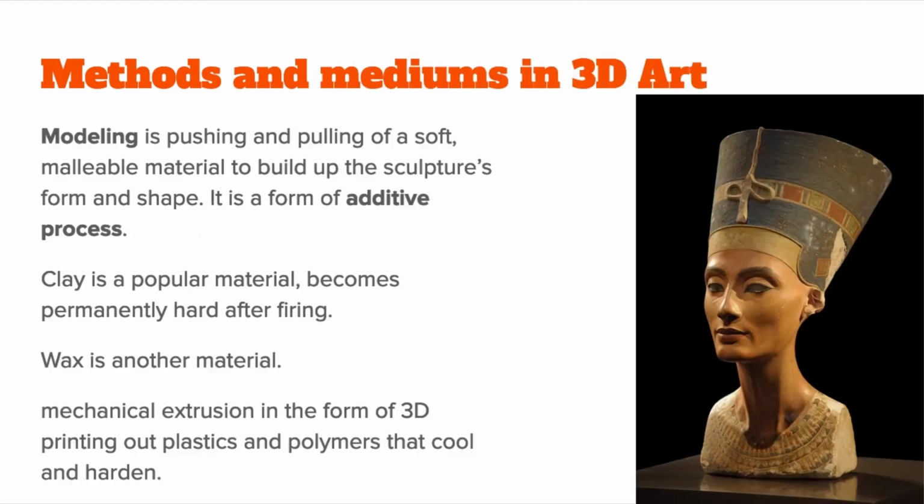By contrast, modeling is pushing and building up material to create the final work. Modeling is typically used with a soft, malleable material. It is what we describe as an additive process. Clay is the most popular material and becomes permanently hard after firing. Wax can be another material that's used. The point of the process is that you start with something small, and through modeling, material is added and taken away, pushed, squished, manipulated until the final form approaches what the artist intended. And then the sculpture is fired in a kiln, removing the moisture, making the material permanently hard.